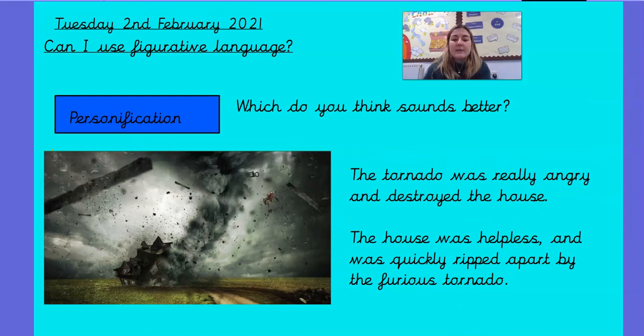Okay, so let's have a look at personification. So I'm going to change my colour here, so let's go for green. So personification, which do you think sounds better here? So obviously we've got this picture of this tornado, the storm ripping through this house, and we've got chairs in the air, a tractor, all sorts.